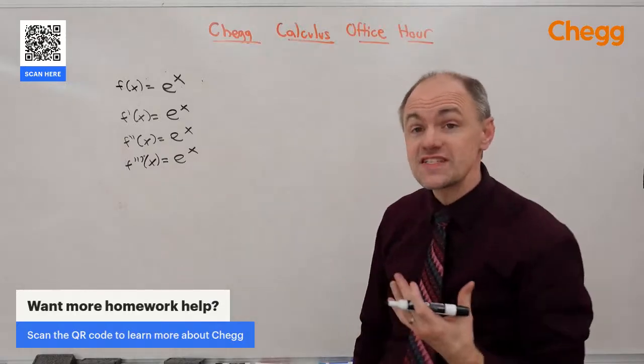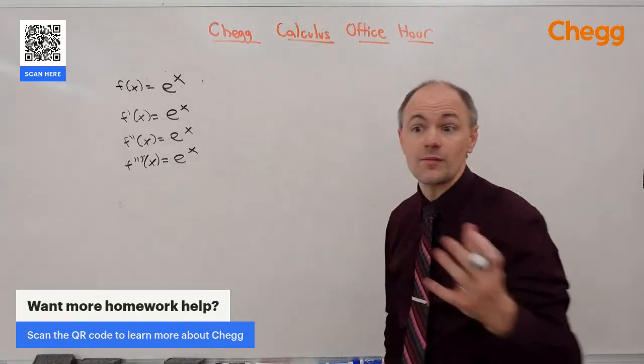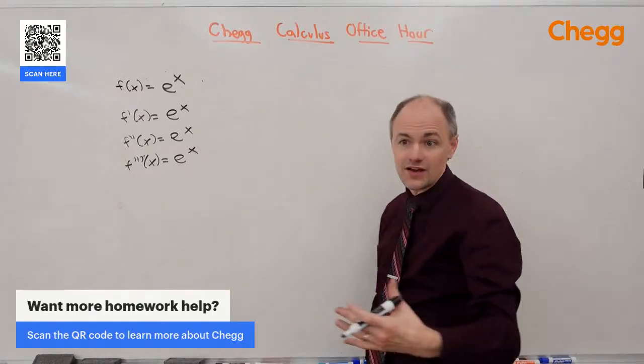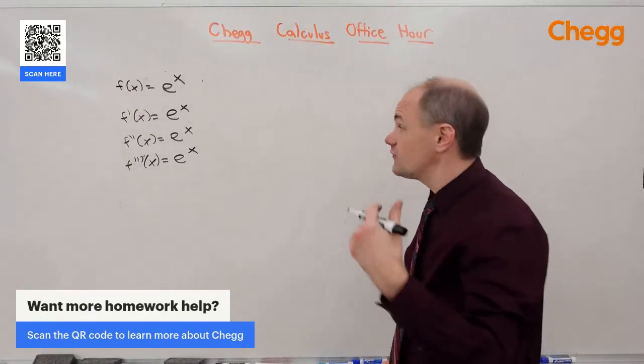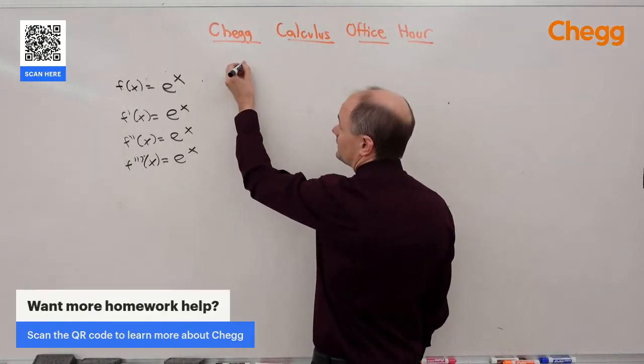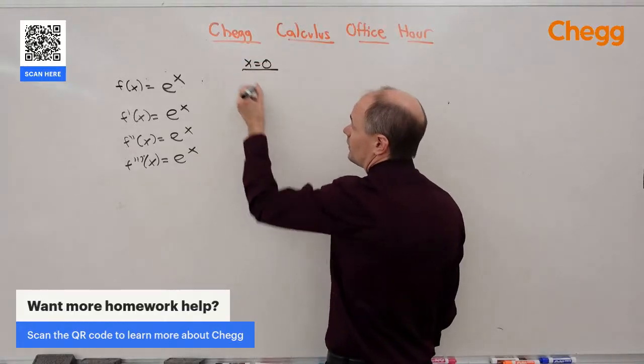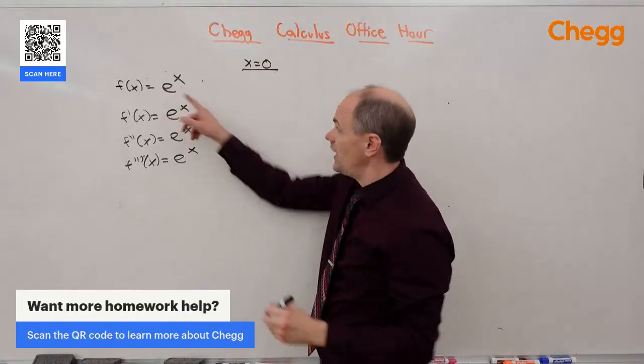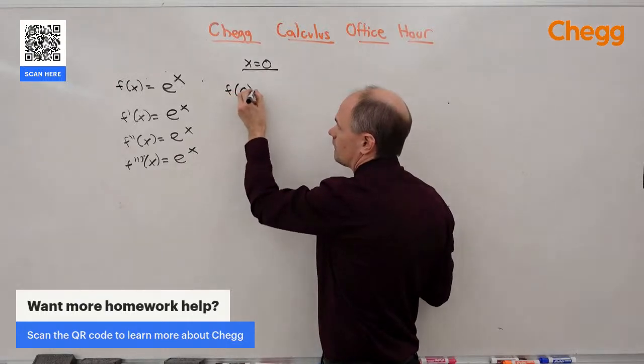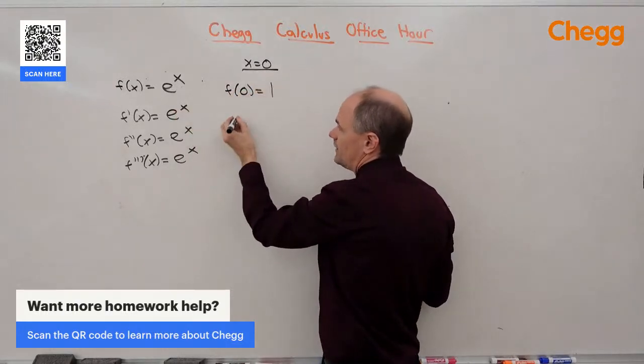And if we wanted to build the Taylor series centered at 0, that's probably the easiest way to go. It's also called the Maclaurin series when we center it at 0. If we center it at 0, we're going to evaluate at x equals 0. So f of 0 is e to the 0, which is 1.